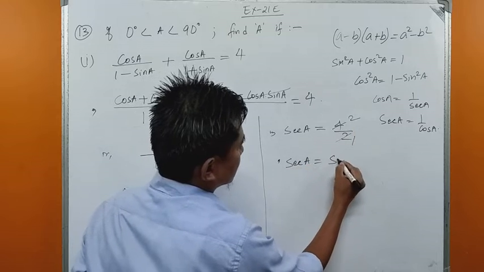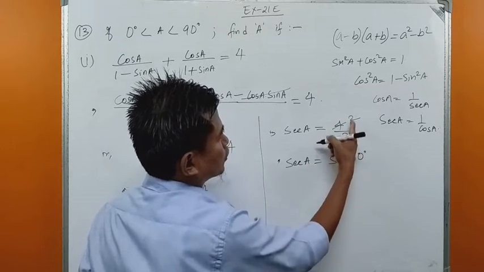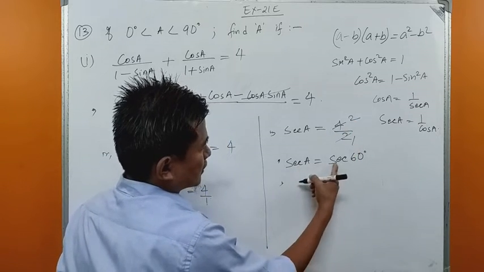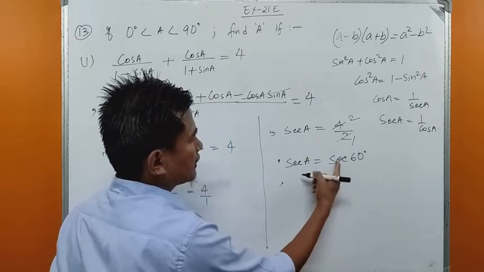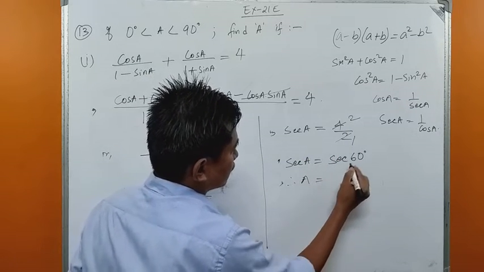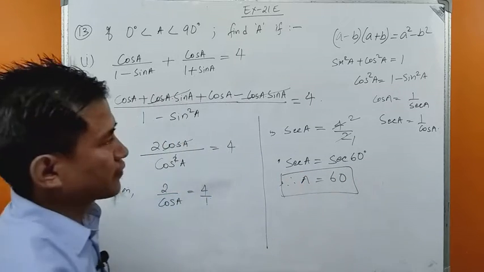2 means sec 60 degree. The value of sec 60 degree is 2. We cannot cancel sec, so we just leave sec from both the sides. Therefore A equals 60 degree. I hope you got this.